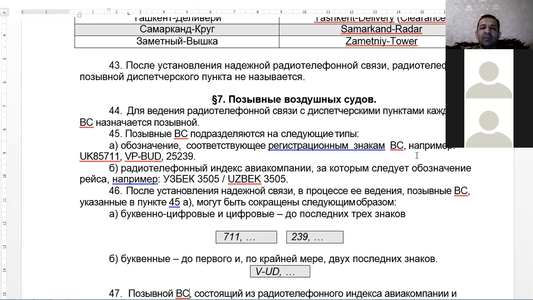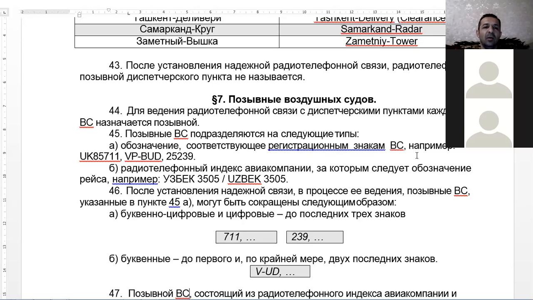Uzbek 3505. Uzbek we usually use for international flights. Sometimes it will be used for local flights, like Hotel Yankee 1401, Hotel Yankee 1403, etc. Uzbek means Uzbekistan Airlines, in short Uzbek. Sometimes it can be called Uniform Zulu Bravo, UZB. Uniform Zulu Bravo 3505, etc.